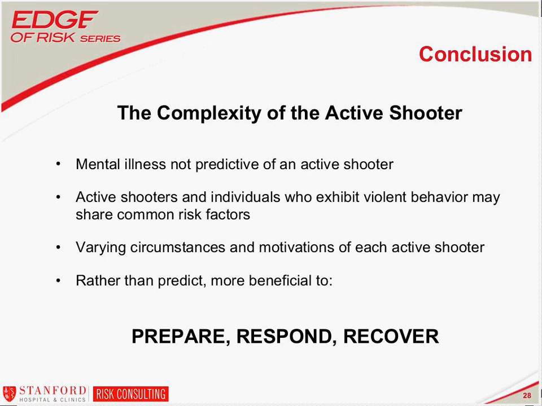Evidence of mental illness alone is grossly insufficient for determining or predicting whether someone will become an active shooter. There may be predictive factors that increase the risk of violence. However, each shooter is different with varying motivations and life circumstances. Rather than attempting to predict, perhaps it is more beneficial for healthcare organizations and their staff to appreciate the complexity of the active shooter and focus their efforts on preparation, response, and recovery.